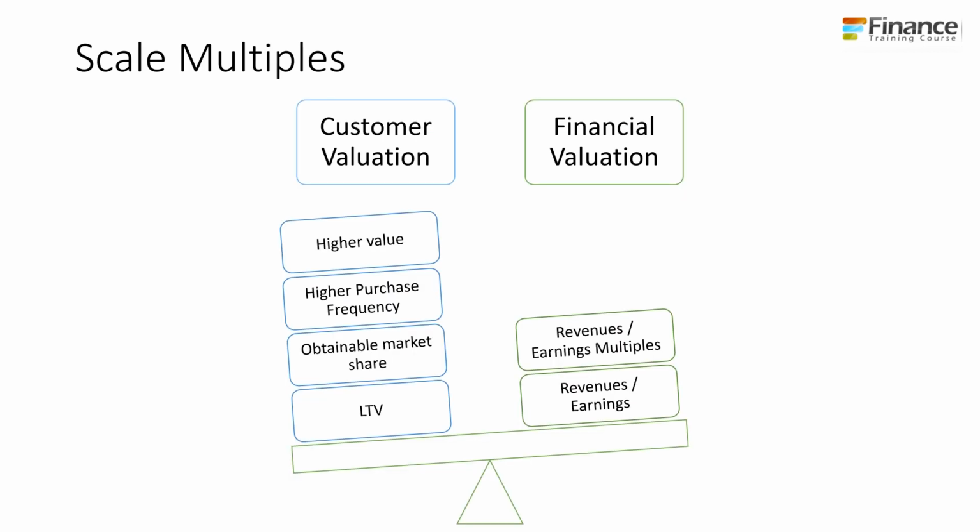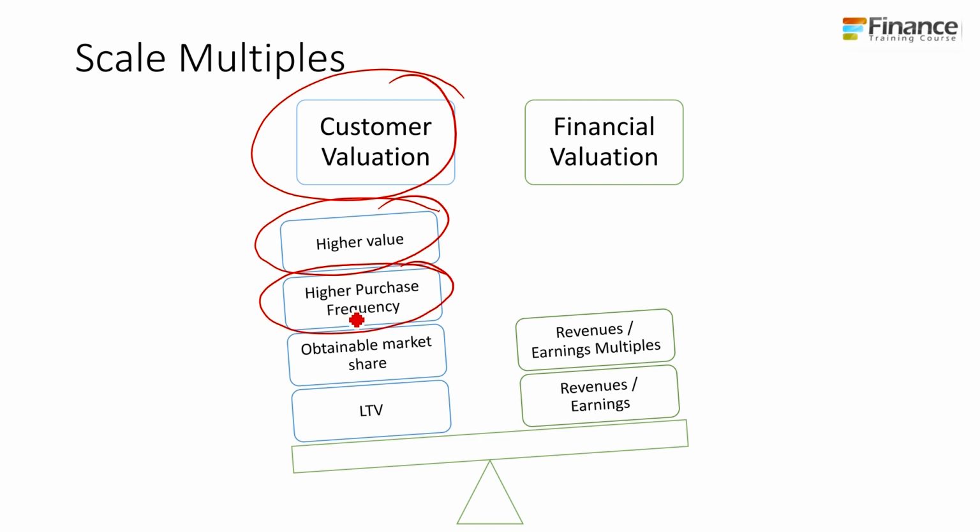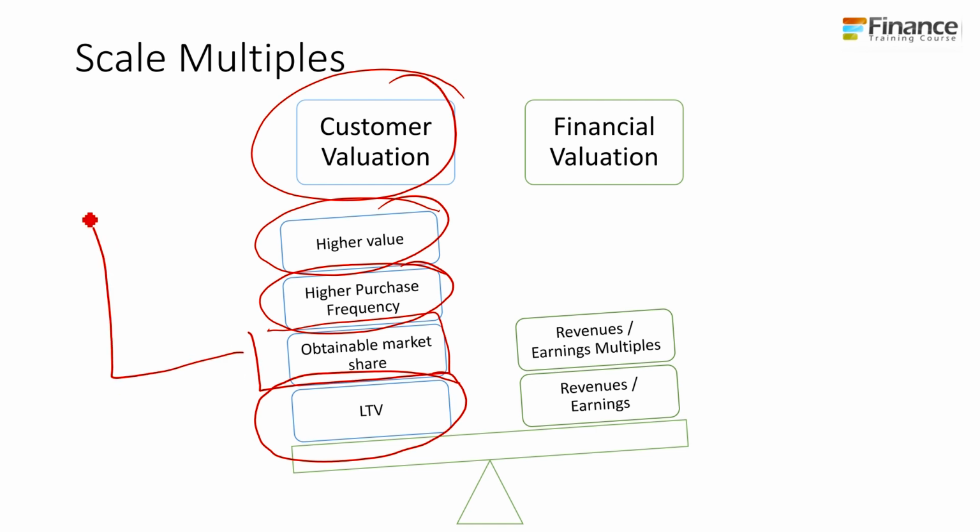What we're really saying is that you want to increase customer valuation. You do that by selling something of higher value. You do that by making sure that the purchase frequency is longer. You do that by making sure that the customer stays with you longer. You do that by making sure that all of these factors come through and increase your lifetime value. And once you figure that piece out, then the next important piece is to figure out a path to making sure that your obtainable market share for this group of selected customers is as high as possible.